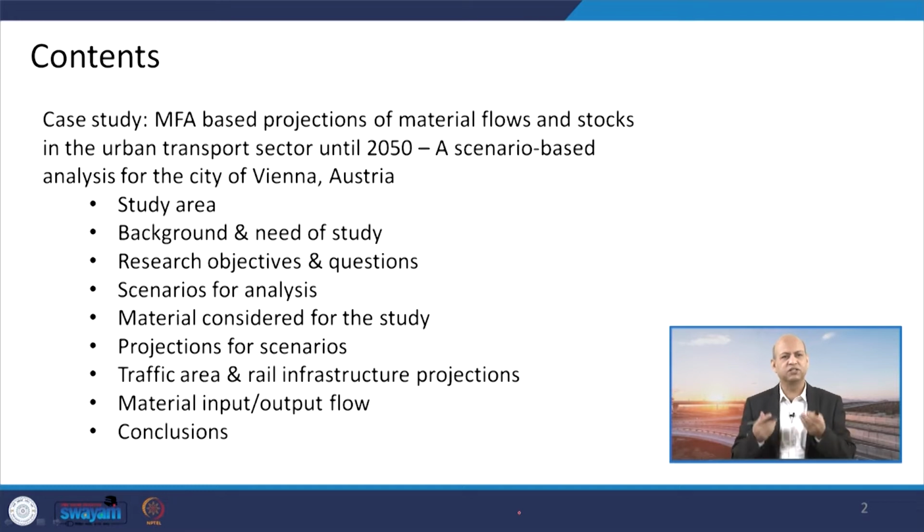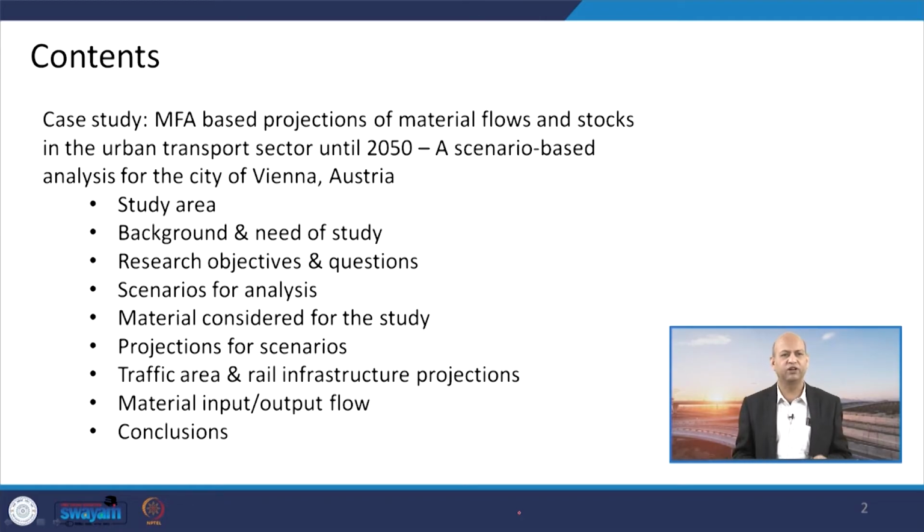So, first of all we will discuss briefly the study area, then we will look at the background and need of the study, and then the research objectives and questions, like a problem statement. Then the scenarios for analysis, different kinds of scenarios like business as usual or some difference in motorized or non motorized vehicles. And then the material considered for the study, which particular material is to be analyzed with this technique, because there are some limitations.